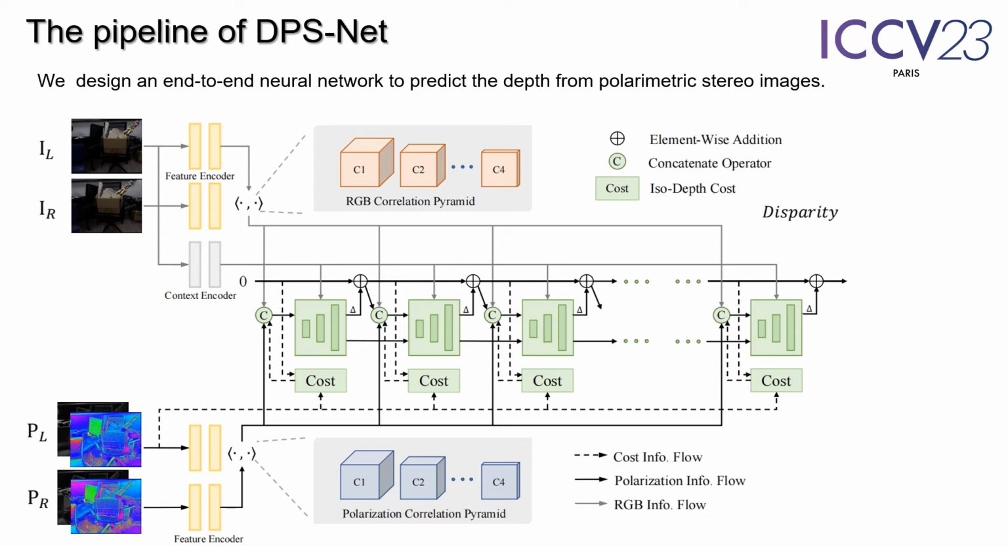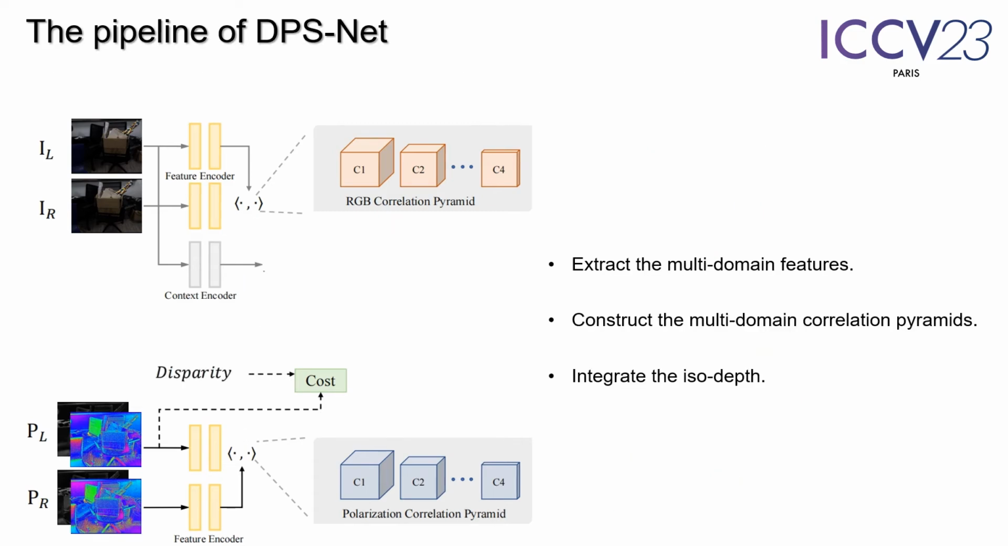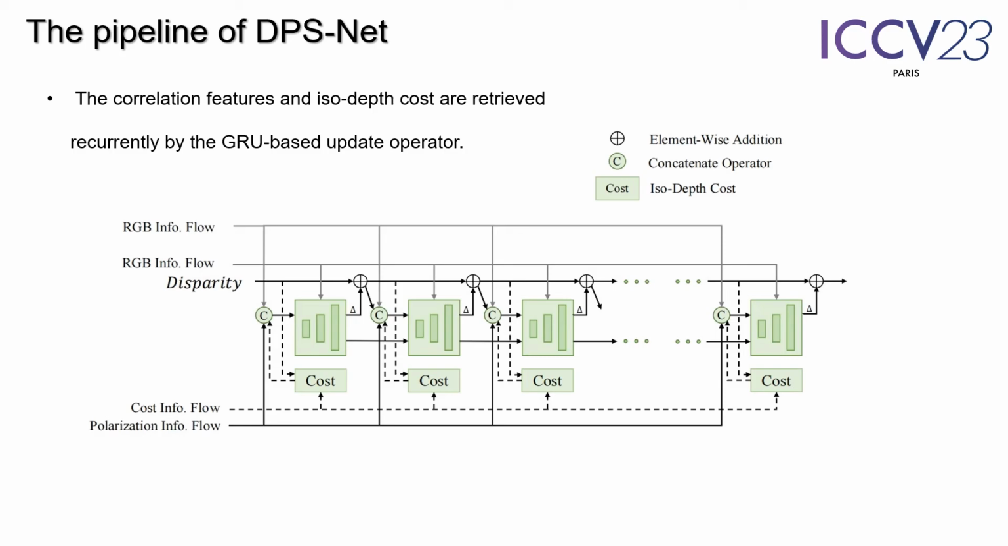We present an end-to-end neural network to predict the depth from polarimetric stereo images. Our designed DPS-Net can fully leverage the multi-domain similarity between polarimetric stereo images and solve the inherent polarization ambiguities. To better exploit the multi-domain knowledge, we extract per-pixel features from RGB and polarization images. Then, we construct the 3D correlation volume of RGB and polarization for all pairs of pixels at the same height. In addition, the ISO depth cost is calculated and introduced to integrate the geometric information. Finally, the correlation features and ISO depth cost are retrieved recurrently by the GRU-based update operator.